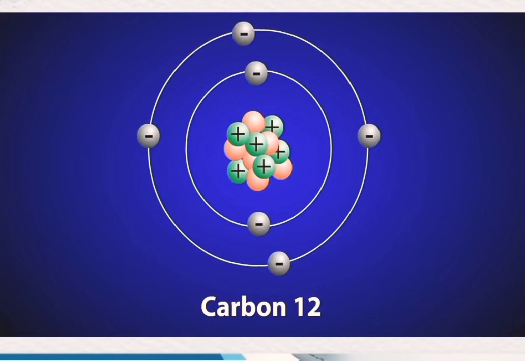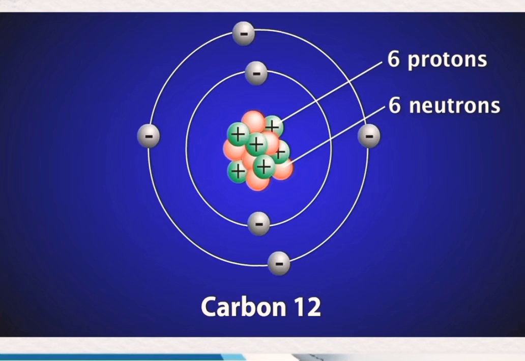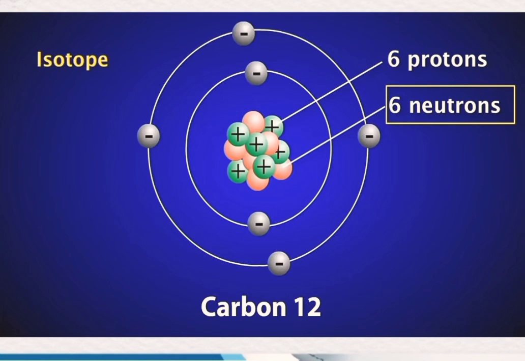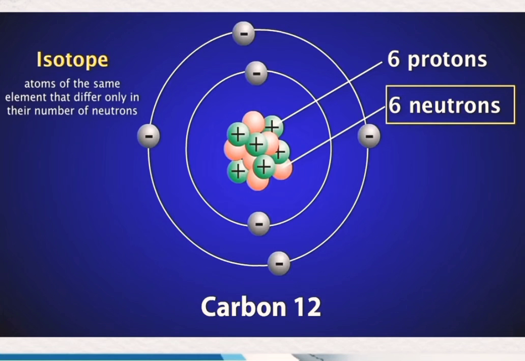Not all atoms of an element are exactly the same. For instance, here's an example of a carbon atom in its most common form. Notice that it has 6 protons and 6 neutrons in its nucleus. The fact that it has 6 protons is what makes it an atom of carbon. However, the number of neutrons can vary between individual carbon atoms. These variations are called isotopes. Isotopes are atoms of the same element that differ only in the number of neutrons present in the nucleus.